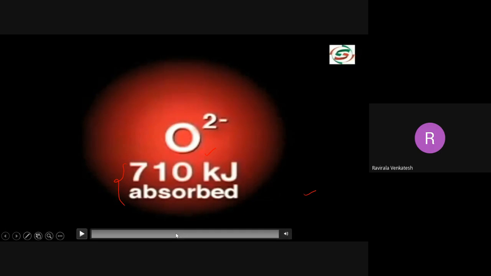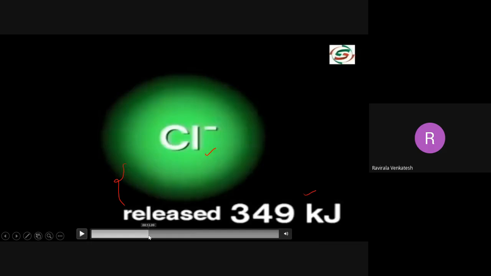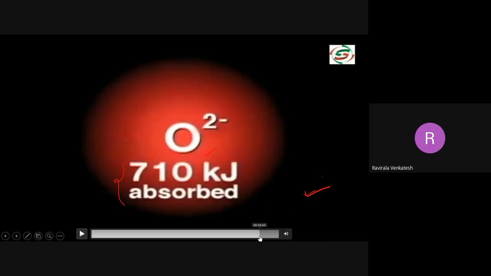Which electron are you adding? The second electron. Now you are absorbing heat. Now heat should be supplied. Understood here? When you take the first electron, heat is released. But when you take the second electron, heat is absorbed here. So for the first electron, this much amount of heat is liberated here. For the second electron, this much amount of heat is absorbed. Already we discussed this one, but in the diagram.